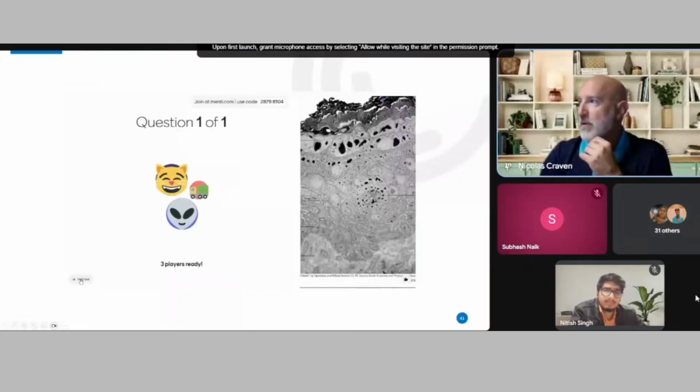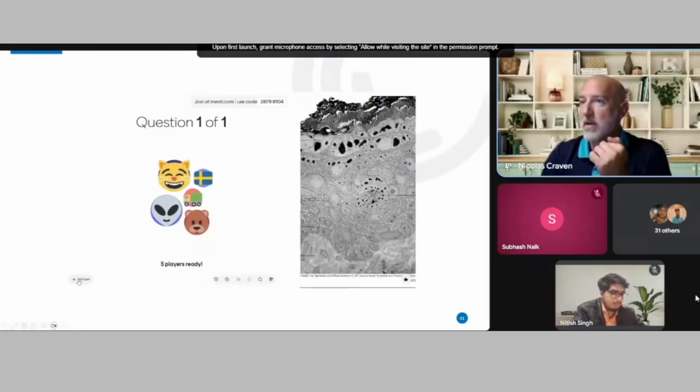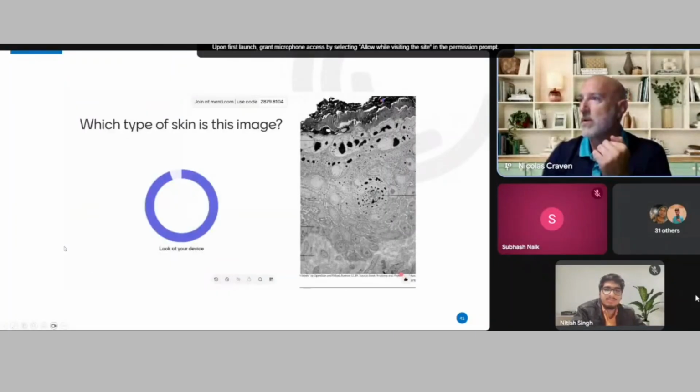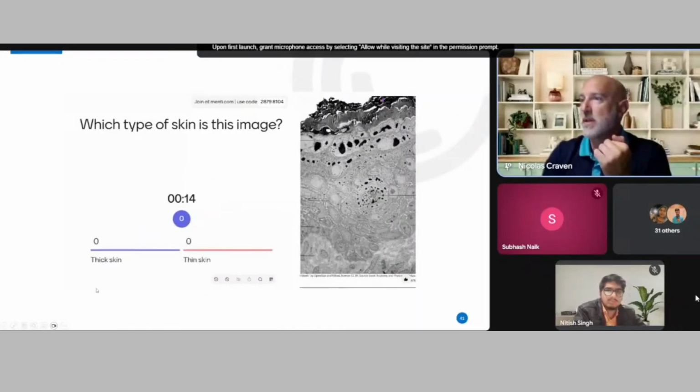If a few of you want to, just put in the chat what you think it is, and we'll see what some of the responses are, because this doesn't seem to want to work for me. Oh, here we go. Is that working now? Oh yeah, so what type of skin is this? Is it thick or thin skin? For those of you that are in here.